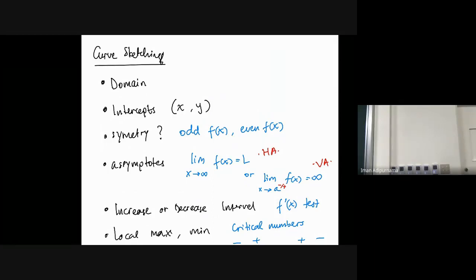The second one is the intercept. Is there any intercept for the curve? Finding the intercepts, x-axis and y-axis, finding when the curve crosses the axis. And then symmetry: odd functions and even functions. Have I told you about even and odd functions? Not yet. Have I told before? No, right? Okay, so odd and even.